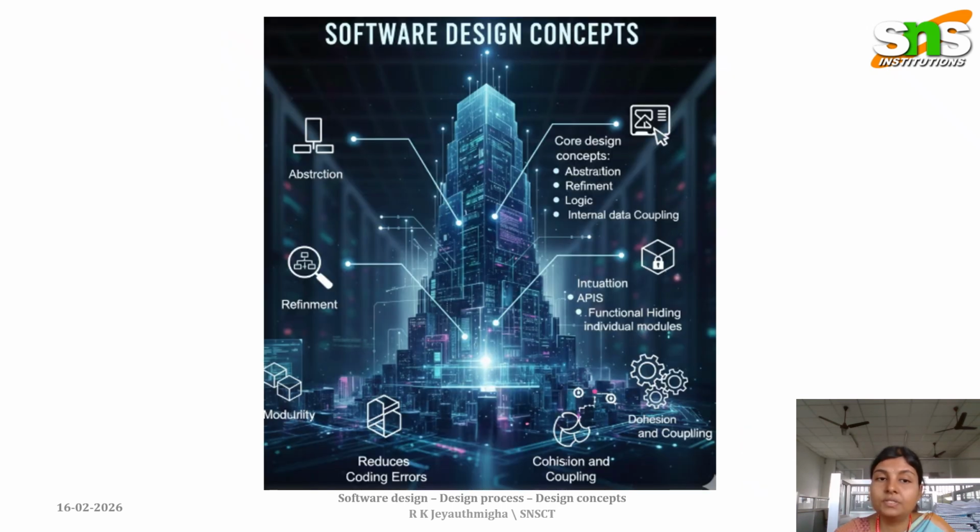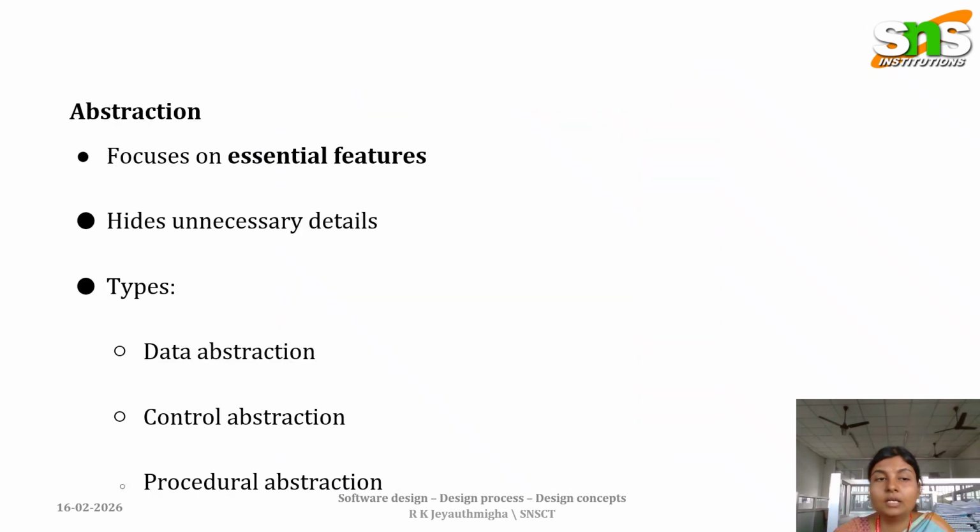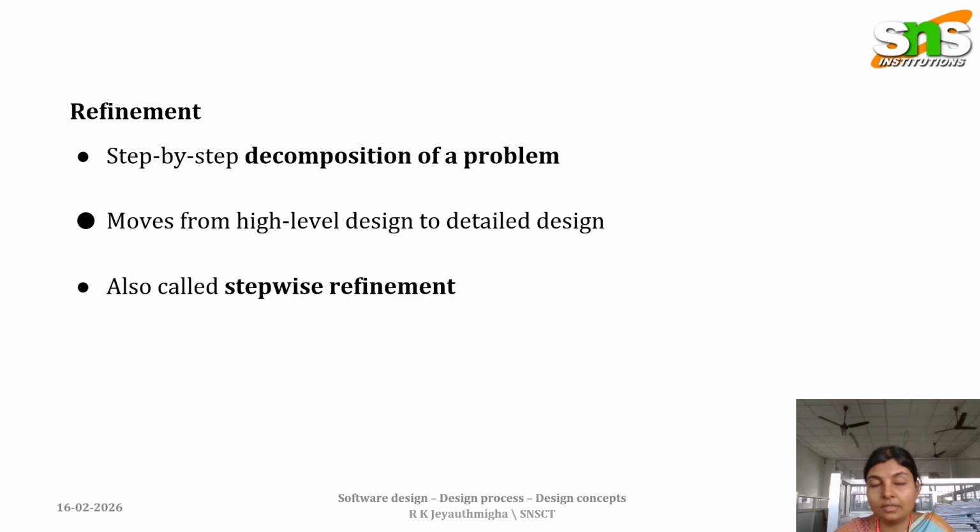Software design concepts are abstraction, refinement, modularity, information hiding, coupling, cohesion. So let us look at the concept abstraction. It focuses on essential features. It hides unnecessary details. The types include data abstraction, control abstraction, procedural abstraction.